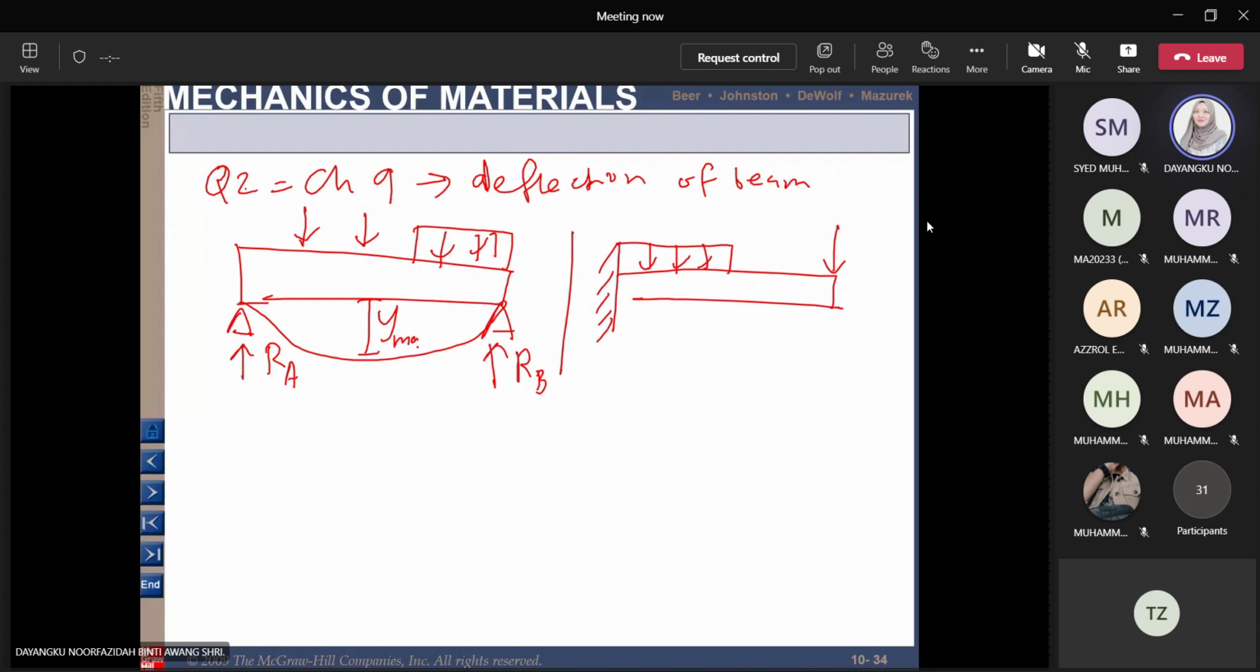Before that, the question is always asking you to calculate the value of the reaction, or moment. That will be the first question, because this value comes from the free body diagram. Without this value, we cannot do the calculation. And then the second part, you can use a method to calculate the deflection.